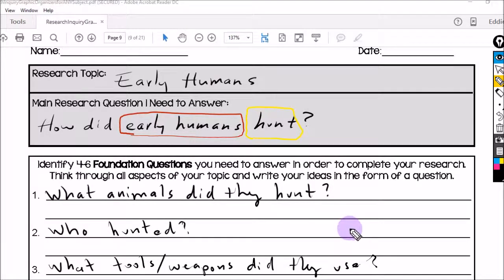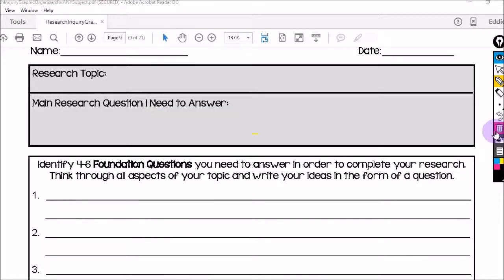And so now my job would be to go online or in books and actually try to find the answers to these. You could actually just type those questions into Google and get answers. Let me do another one just for kicks.